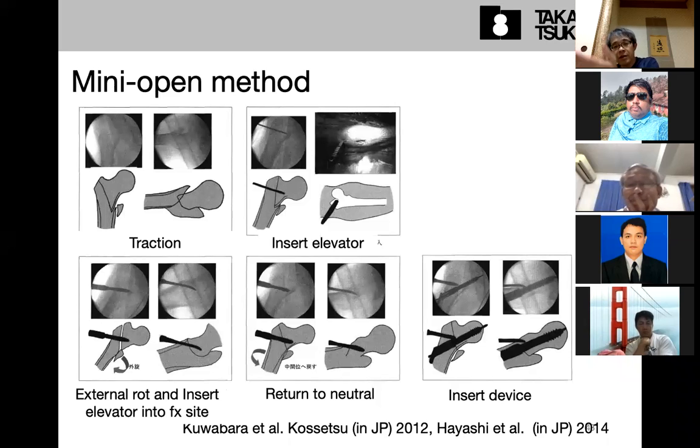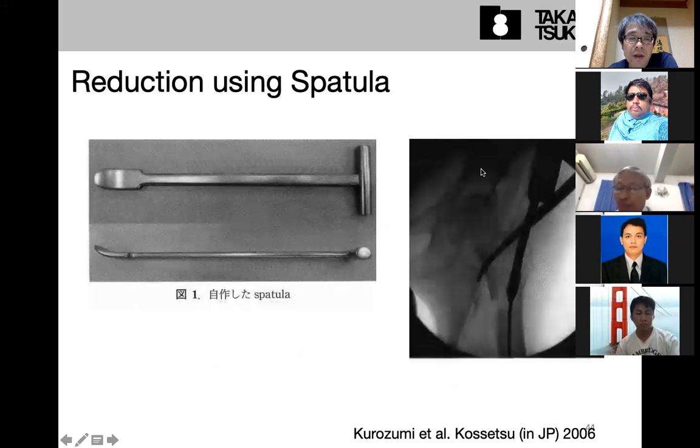Then reduce the external rotation and reduce to the neutral position or slightly internal rotation position, and then insert the device. This is also a popular method. And some special surgeons devised a reduction system. This is a spatula.